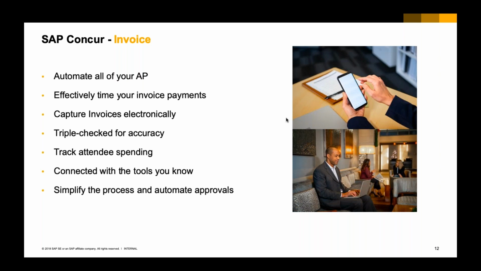Triple check for accuracy. So SAP Concur three-way match automates the intensive and error-prone process of matching invoices, POs and goods received. Everything you pay for is automatically verified against everything you receive, and mismatched figures, errors and exceptions are flagged before payments go out the door.